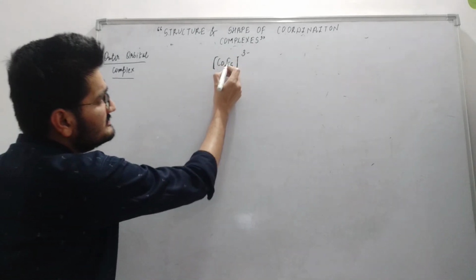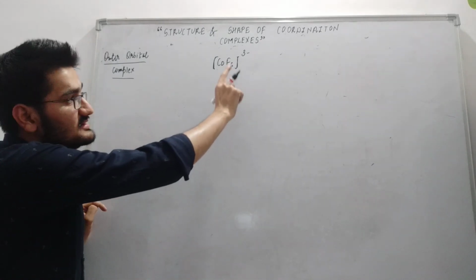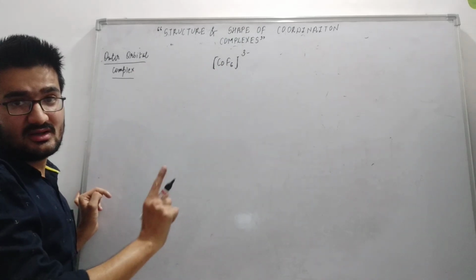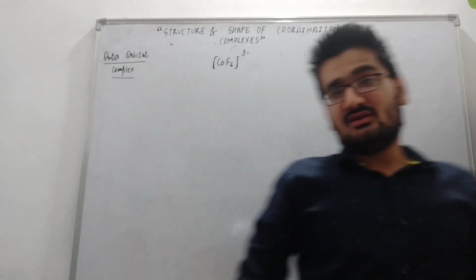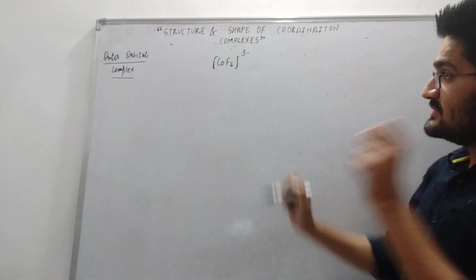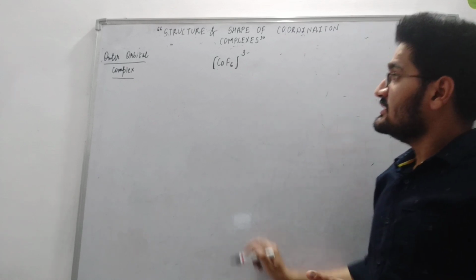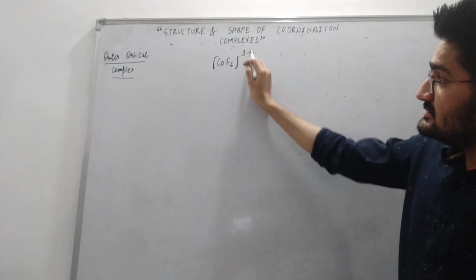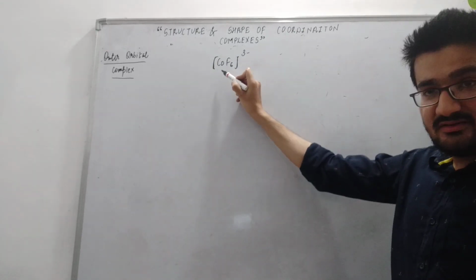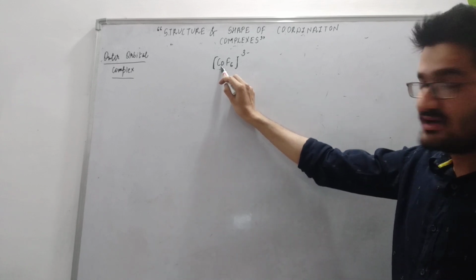In this complex, the cobalt is the central metal atom and the ligand species are fluoride ions. There are 6 fluoride ions and 1 cobalt. And this is the first step to calculate the oxidation number. So for defining the structure, geometry, and paramagnetic and diamagnetic character, we have to show the orbital diagram for this complex. The first step is the calculation of the oxidation number for this central metal atom.